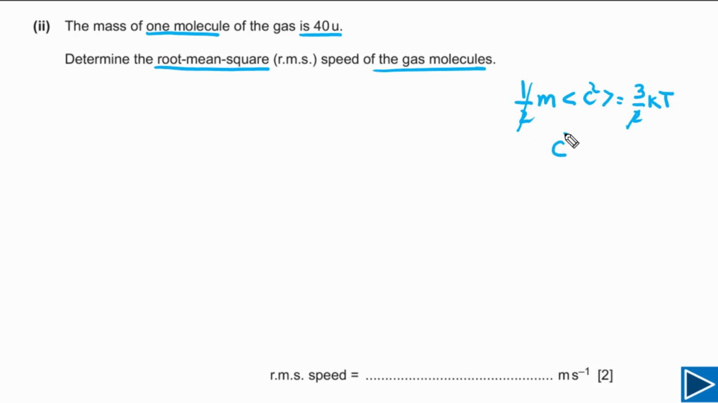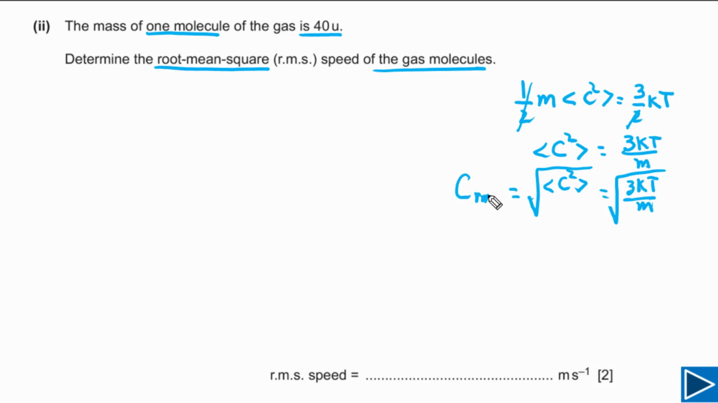Now if we rearrange this, we can write down the mean square speed. This will be equal to 3 times kT divided by m. We're just dividing by m on both sides. Now we need the root mean square speed. So it simply means that we have to take the root on both sides. So we will take the square root on this side, and we also have to take the root on the other side as well. So this speed now is c_RMS, meaning root mean square speed.